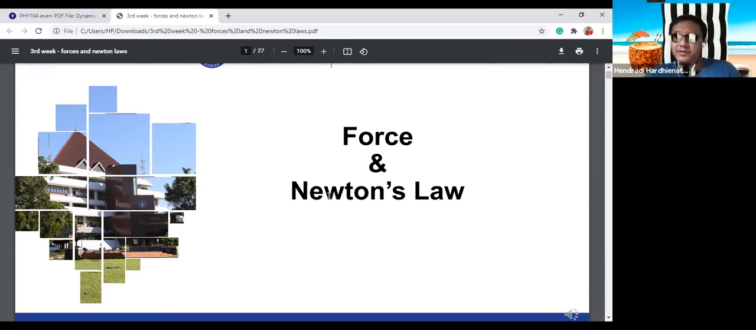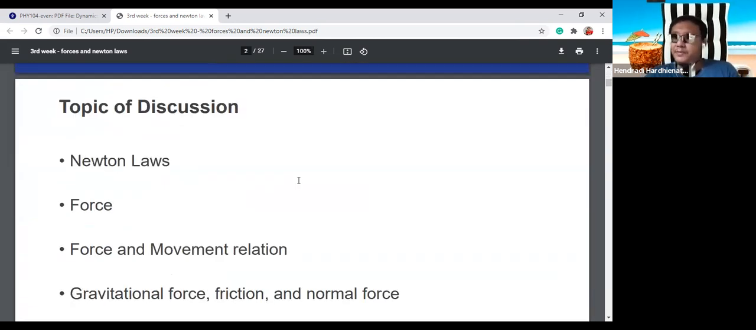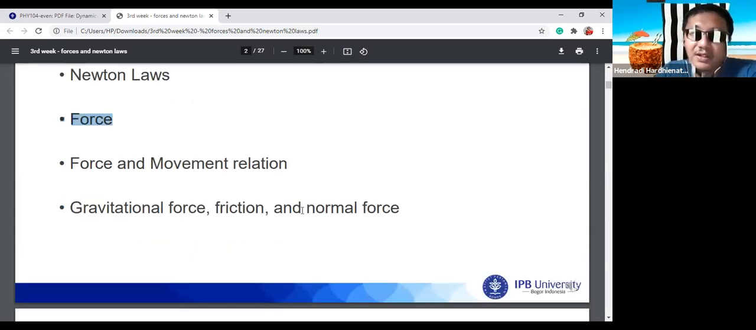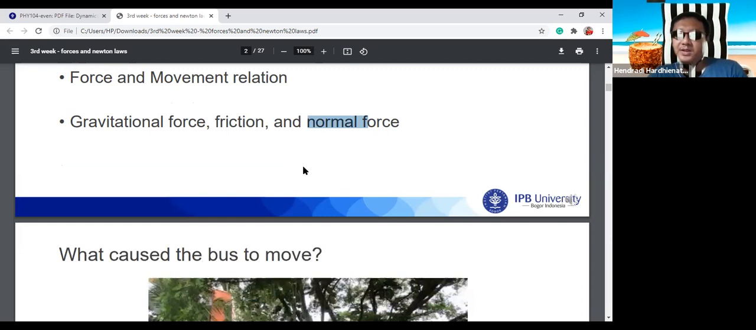So we go to the topic today, which is the well-known Newton's laws. I think most of you already understand or have studied these laws before. We will go to the force, the definition, and also we will study the movement. And we also have the popular forces: gravitational force, frictional force, and the normal force. So all of this is important to understand.